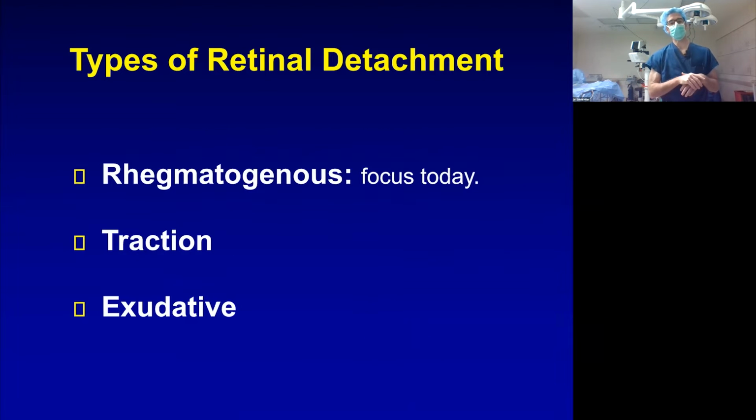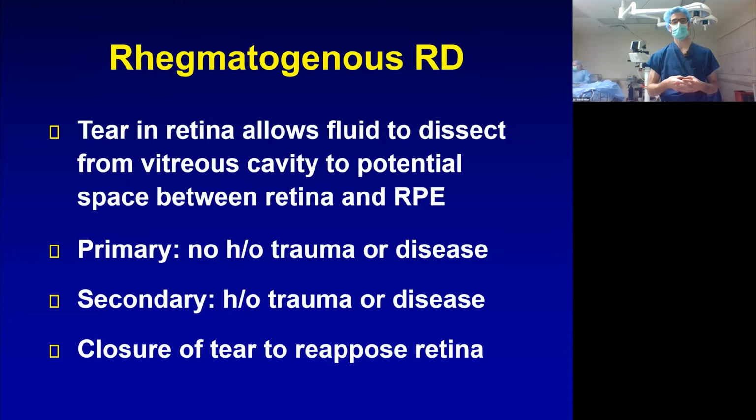There are three different main types of retinal detachment: rhegmatogenous, which means from a retinal break, traction, and exudative. We're going to focus on rhegmatogenous, which is the most common form of retinal detachment. For a rhegmatogenous retinal detachment, there has to be a tear in the retina that allows fluid to dissect from the vitreous cavity into the potential space between the retina and the retinal pigment epithelium. No history of trauma or disease is a primary one. A secondary one can be from trauma or some type of disease.